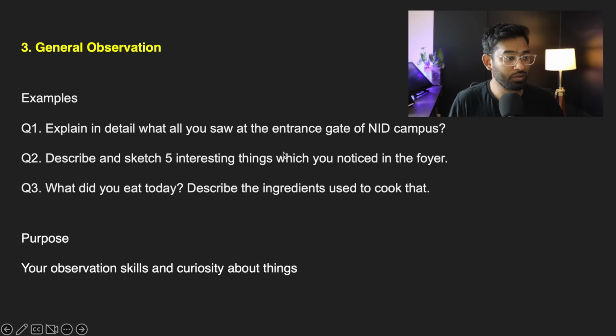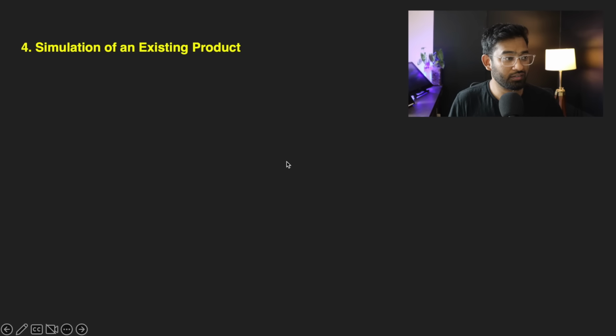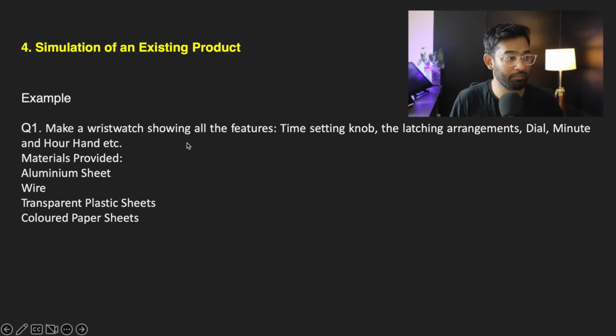Now let's move to the next category of questions, which is simulation of an existing product. To understand this category, let's see one example. The question is, make a wristwatch showing all the features: time setting knob, the latching arrangement, dial, minute and hour hand, etc. And then you are provided with some materials like aluminum sheet, wires, transparent plastic sheets, colored paper sheets.